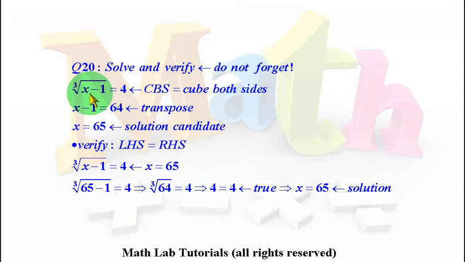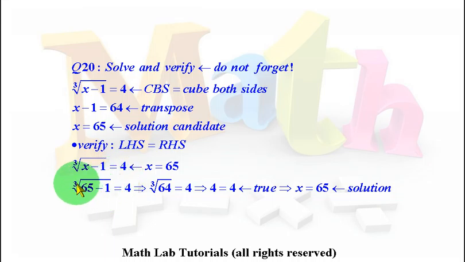When we cube the left-hand side, we just get the argument, x minus 1. When we cube the right-hand side, 4 to the power 3 is 64. And again, the minus 1 comes over, and we get x equals 65 as the solution candidate. And at the end, we need to verify that the left-hand side is indeed equal to the right-hand side. We copy-paste the original radical equation. There it is. Our solution candidate is x equals 65. And we substitute into the original equation.